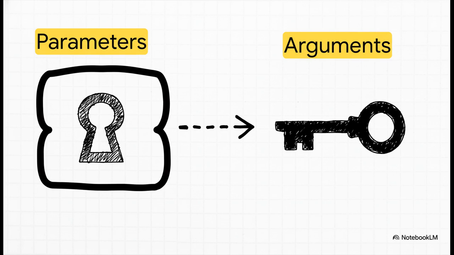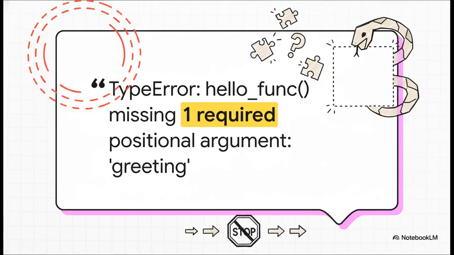Okay, let's get our vocabulary right, because it's important. A parameter is the placeholder variable you create inside the function's definition. Think of it as the labeled slot on the machine. An argument is the actual value that you pass into that slot when you call the function. It's the thing you actually drop in. So what happens if you set up a slot, a parameter, but you forget to pass in a value for it?